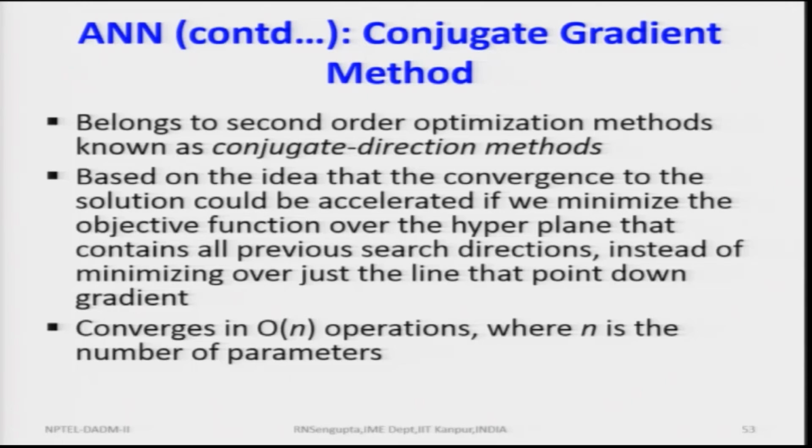Based on the idea that the convergence to the solution could be accelerated if we minimize the objective function over the hyperplane, so the minimization and the rate of change of the function in the hyperplane. Why is it a plane? Because if it is a 2 dimension one, finding out dy dx is very simple.